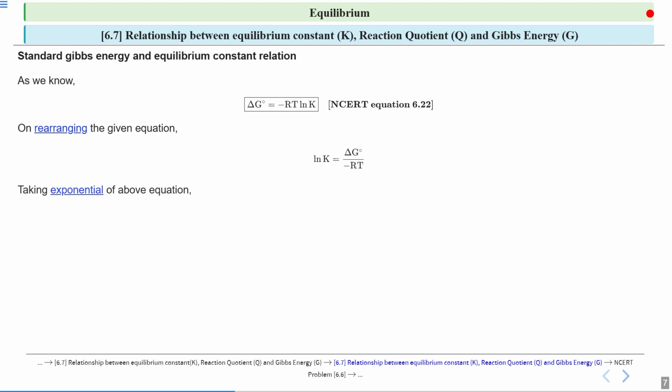Now to remove this ln, we will simply take the anti-log, or the exponential. On taking the exponential, ln K will be converted to K, and this whole thing, delta G naught by minus RT, will go to the power of e. Now these are the two equations that are used frequently: equation number 6.22 to calculate the Gibbs free energy change, and equation number 6.23 to calculate the equilibrium constant if you know the Gibbs free energy change. Is this part clear to you? It is very, very important to understand how I derived this equation.